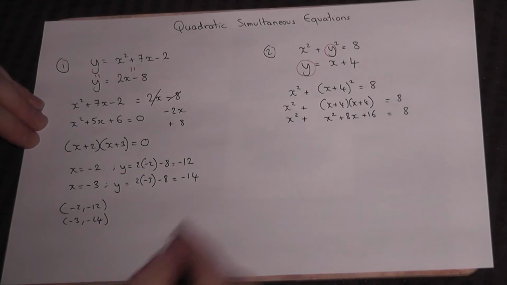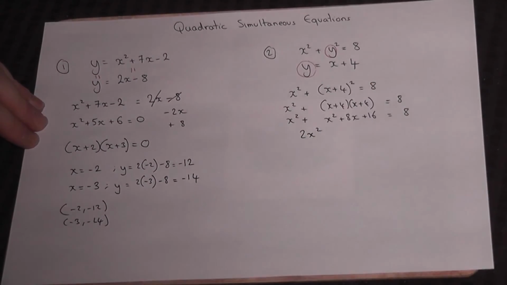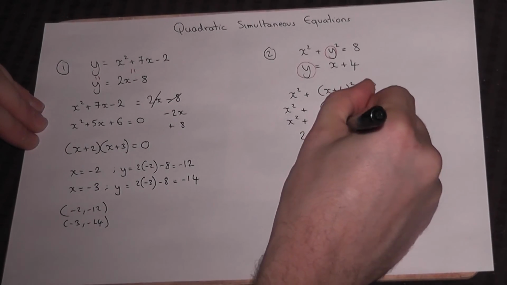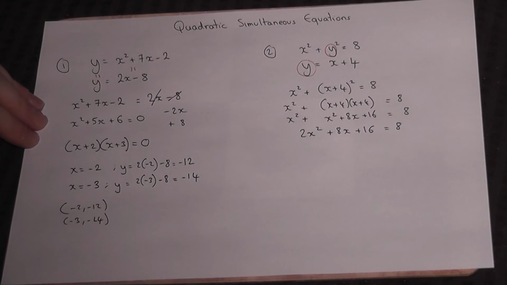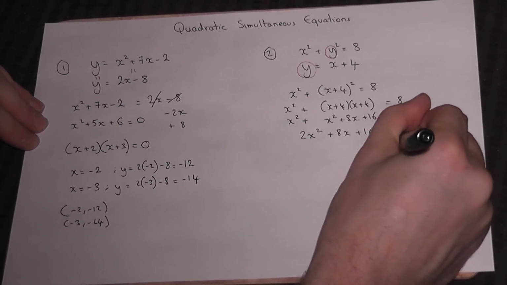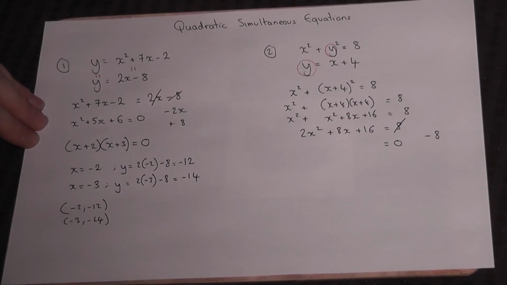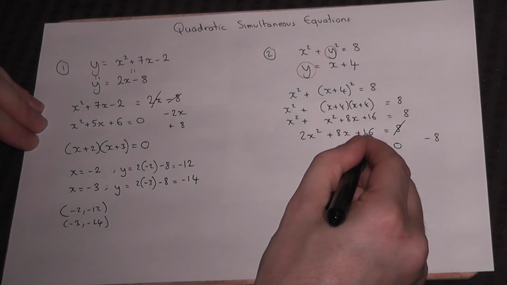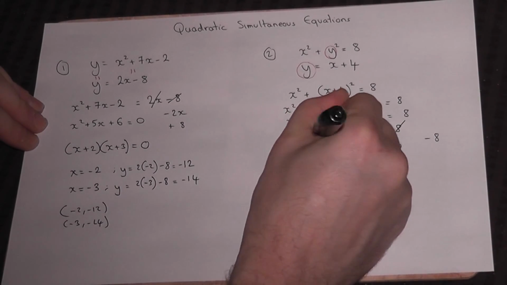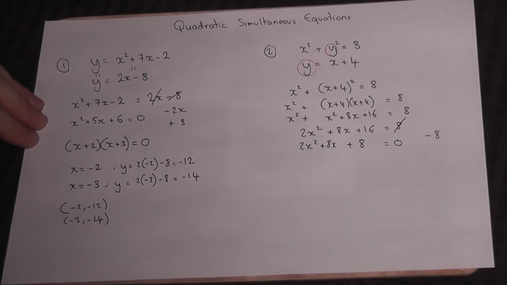We then simplify. x squared plus x squared is 2x squared, plus an 8x, plus a 16 equals 8. We now want it to equal 0, so we must take away 8. So that will cancel off. However, if we take away 8 there, we must do so there as well. So we get 2x squared plus 8x plus 8 equals 0.